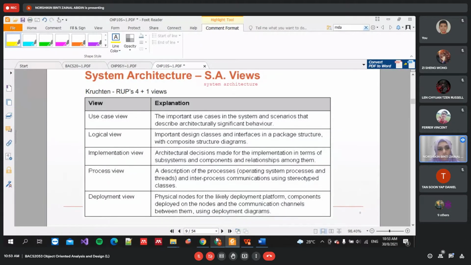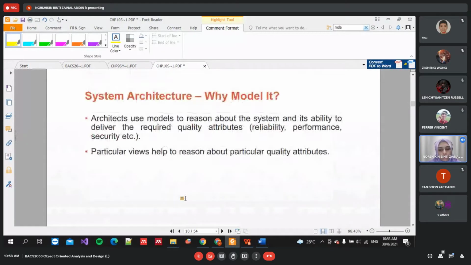Okay. So here just now is deployment already. Deployment view. Physical node. Physical node is, as we will see later in this lecture, for deployment platform, where components are deployed on the nodes and the communication channels between them, using a deployment diagram. A node will usually represent the hardware that we need, the physical hardware, maybe a physical server. That's an example of a node.